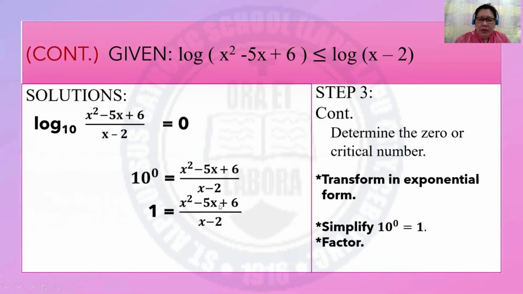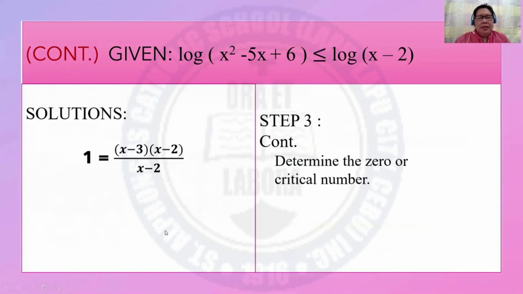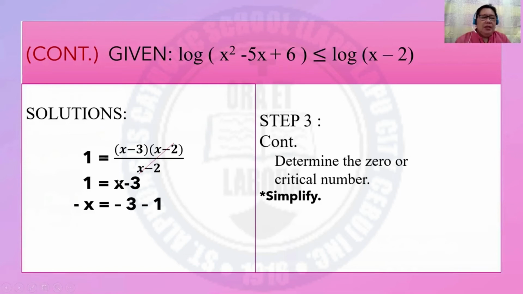So what we have, 1 is equal to this expression. And you can factor the numerator. So what we have, the quantity of x minus 3 times the quantity of x minus 2. And then, still under step 3, let us simplify. You can cancel x minus 2 and x minus 2 here. So what we have is 1 is equal to x minus 3. And you can transpose x, so we have negative x. Transpose 1, we have negative 1. And combine, what we have is negative 4.